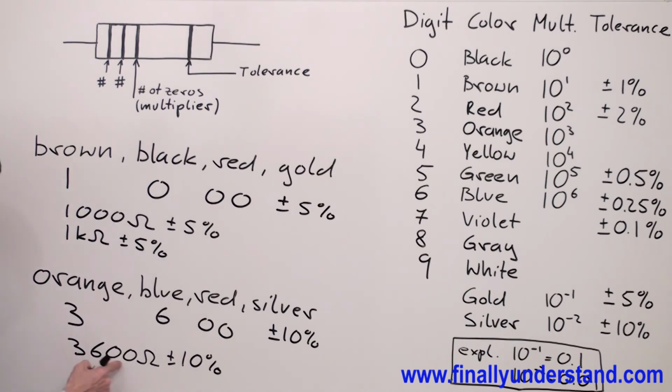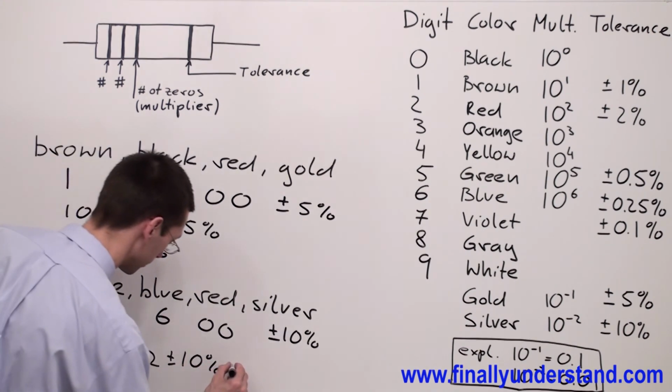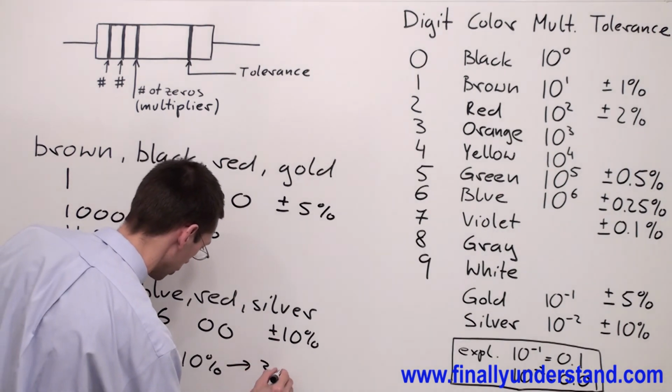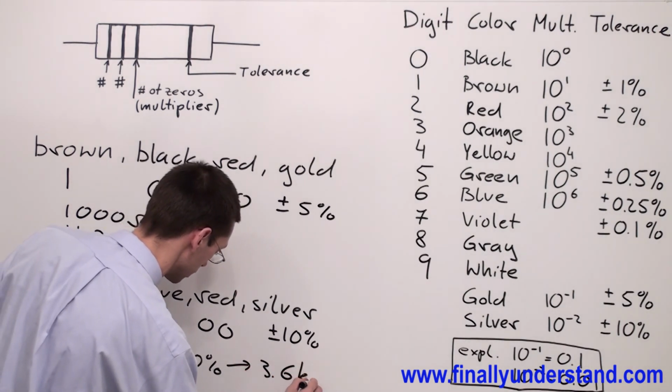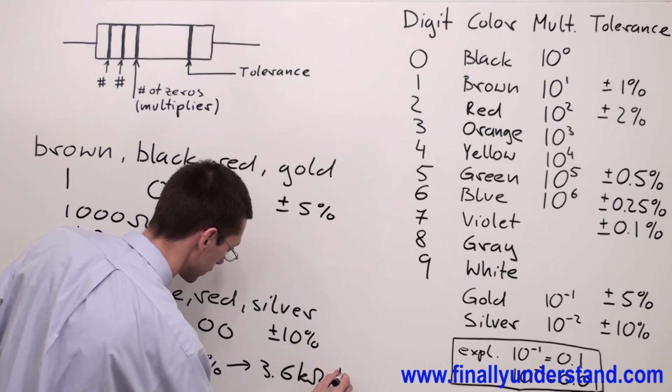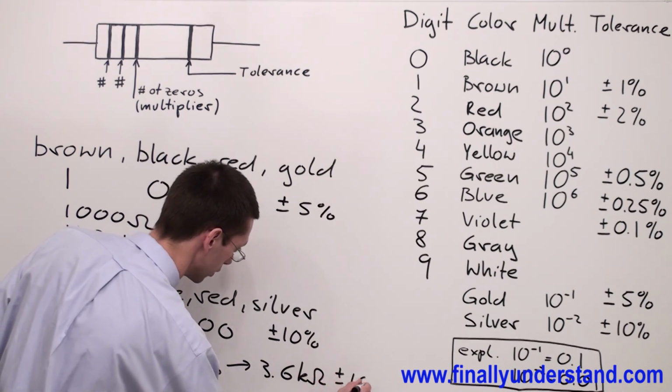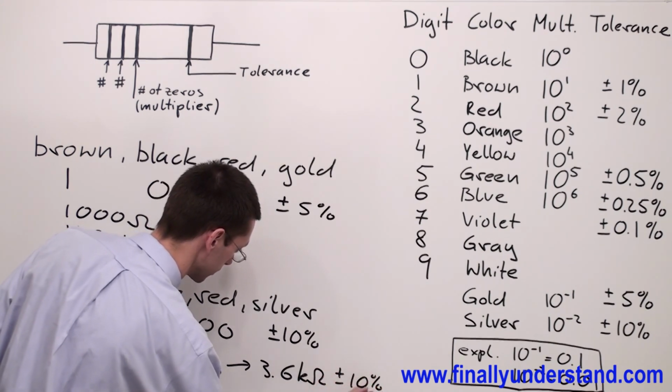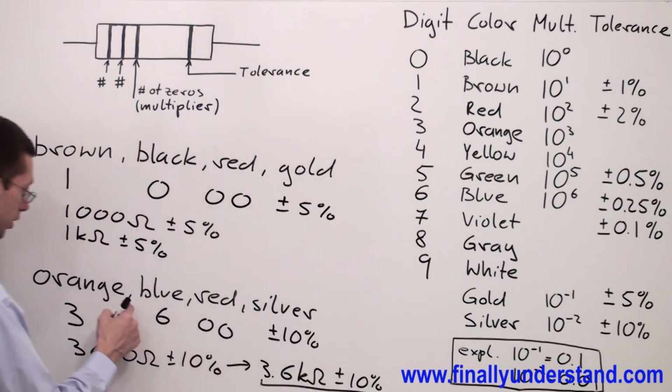I have to convert this number to the engineering notation. I have to move my decimal point 3 times to the left side, and I'm going to have 3.6 kilo ohms and tolerance plus minus 10%. This is the resistance of this resistor.